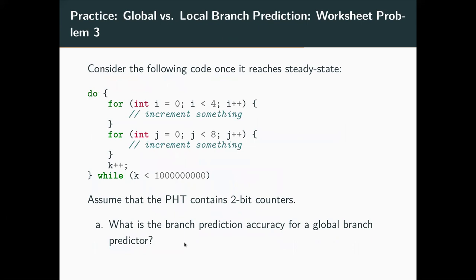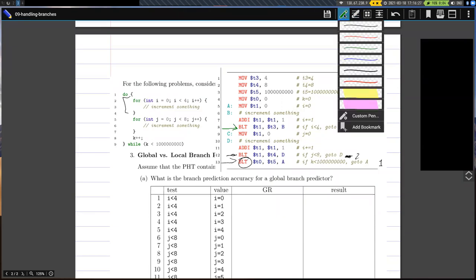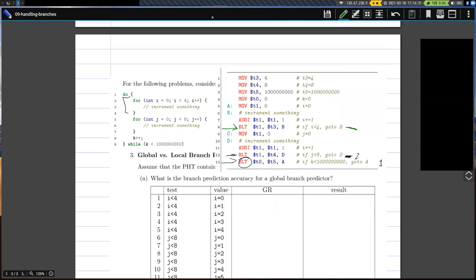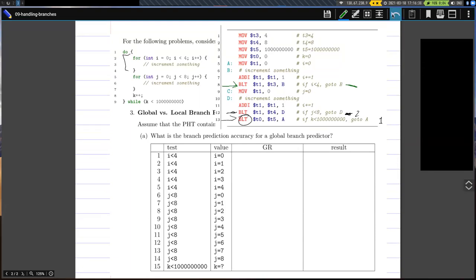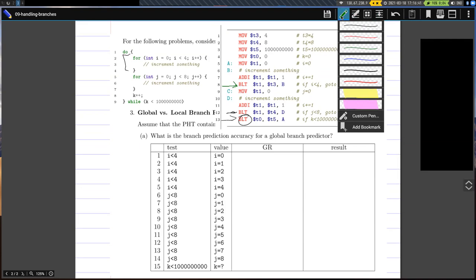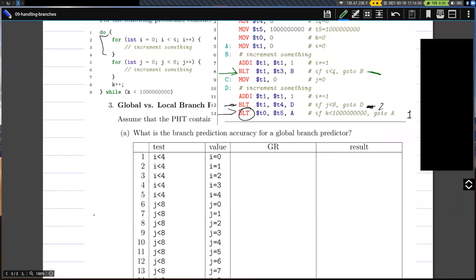Let's jump into this example, and we'll work through a couple of them together, and maybe it'll clarify something. We're going to look again at this example that you probably hate by now. And I gave you a nice little table that is formatted pretty similarly to what is in the slides. What we're going to look at is, what is our global history, and as well, what is our result?